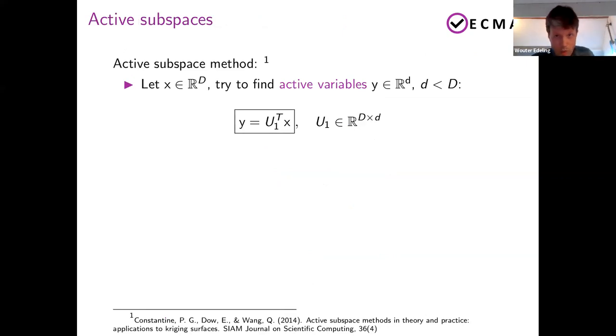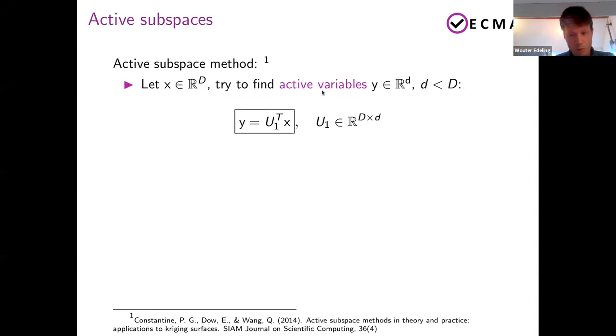Now, in order to do that, you want to find the active variables, which are called y here. And by the way, if you want to read about active subspaces, it was developed by Paul Constantine back in 2014. The goal here is basically to find this matrix U1 here, of dimension capital D times small d, where capital D is the number of inputs, and small d is hopefully a lot less, the number of active variables. And so it's a linear projection.